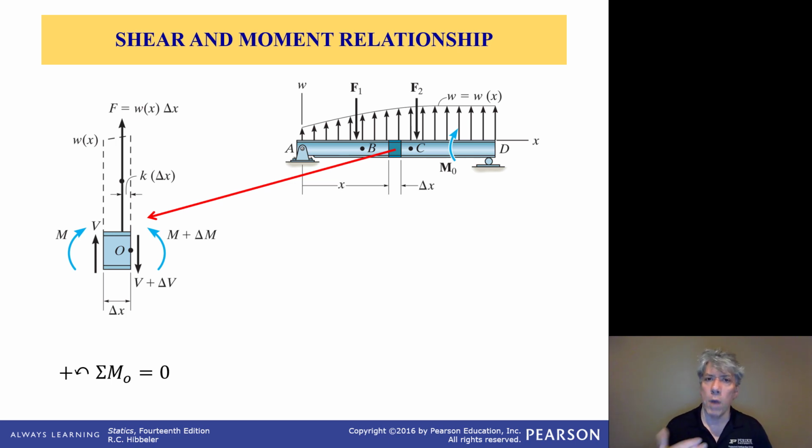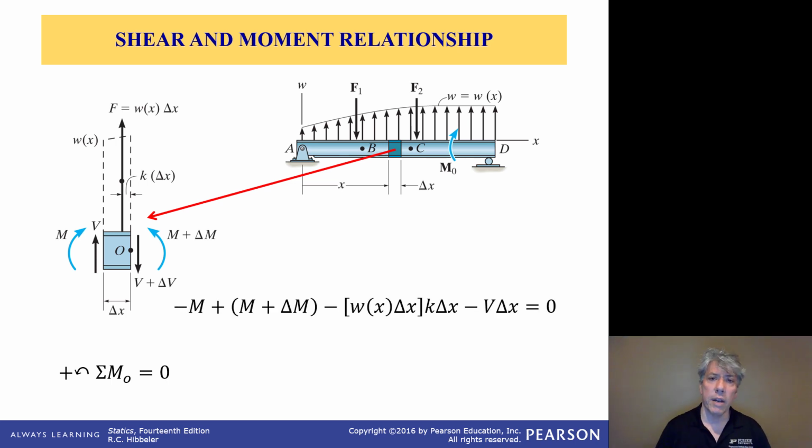So it has no moment arm about O, whereas the shear on the left-hand face certainly does have a moment arm, and that moment arm is delta X. But let's not forget we're summing moments, and so what we need to write first is the moment on the left-hand face. Now be careful.